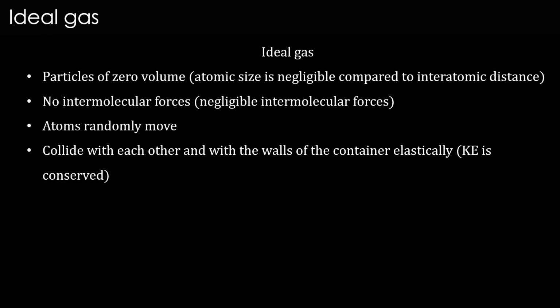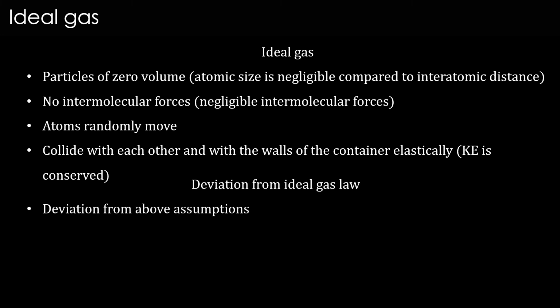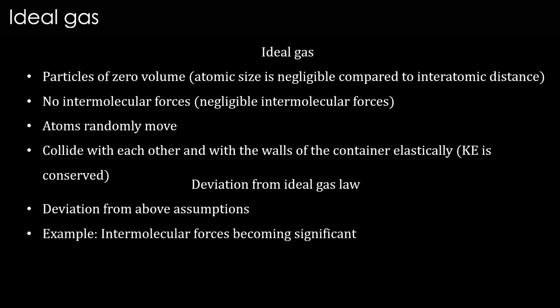If in atomic collisions kinetic energy decreases, then those are called inelastic collisions. They are also a source of what is called entropy production, which we will see in later videos. Deviations from ideal behavior may involve such collisions. In fact, any deviation from the above assumptions cause deviation from ideal behavior. Another example is intermolecular forces becoming significant.